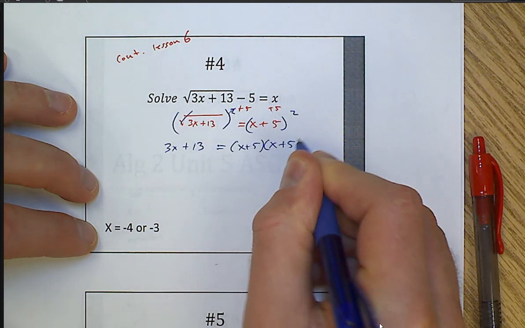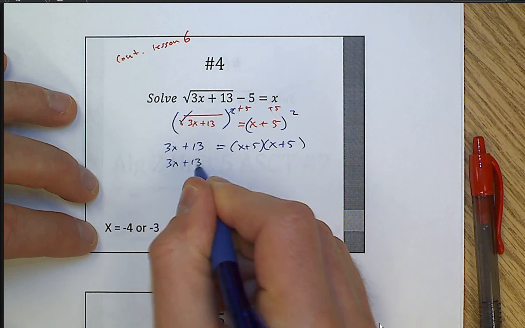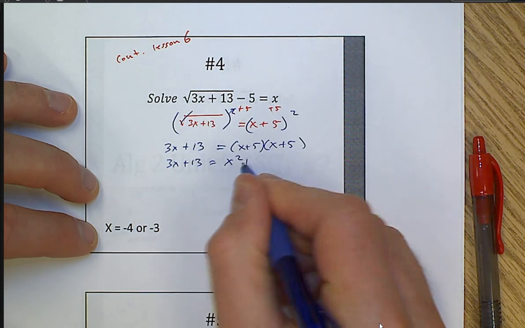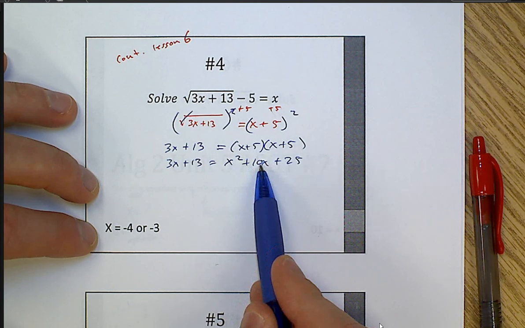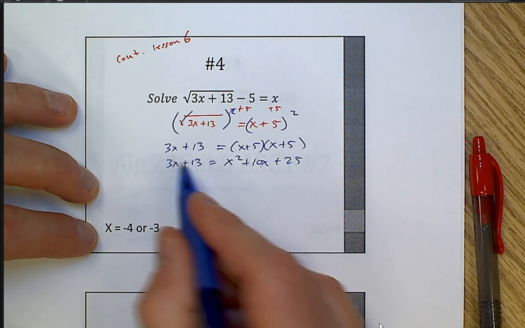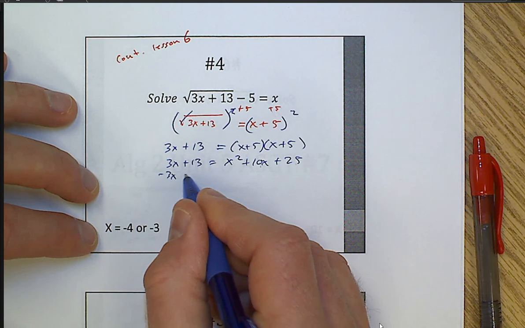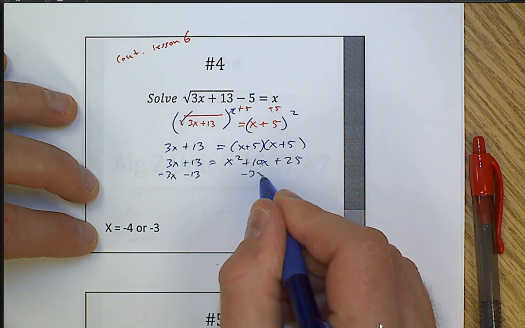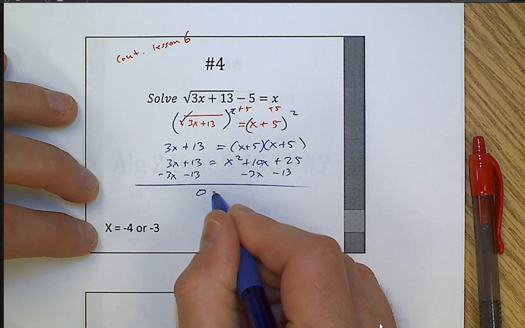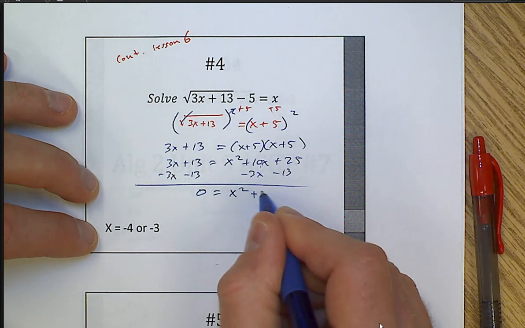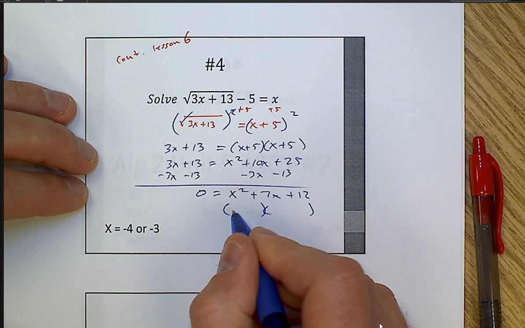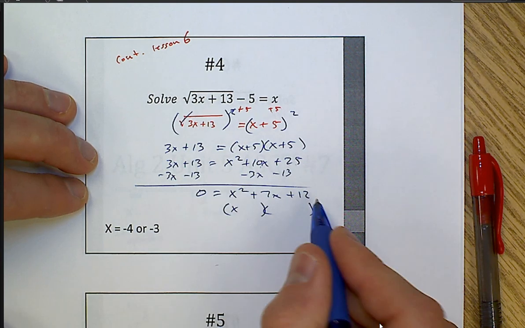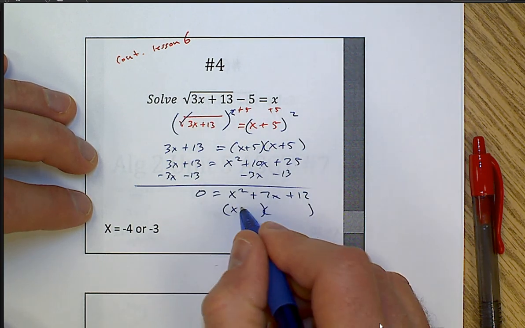And so we get 3x plus 13 equals x squared plus 10x plus 25. Remember, the shortcut is to add the two numbers, that's your middle term, and multiply them together, that's your last term. And now we solve this for x. This is going to turn into a quadratic. So I'm going to subtract the 3x and subtract the 13. I'm going to get 0 equals x squared plus 7x plus 12. And then we're going to factor this. We're going to solve by factoring. Factoring's not going away. Quadratics are not going away. x plus 4, x plus 3, right?